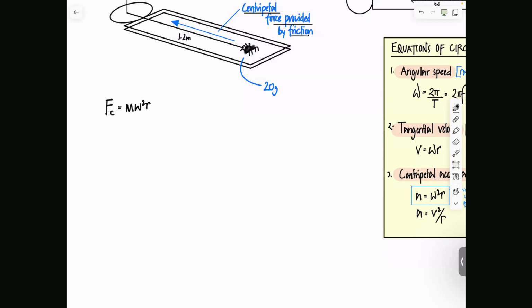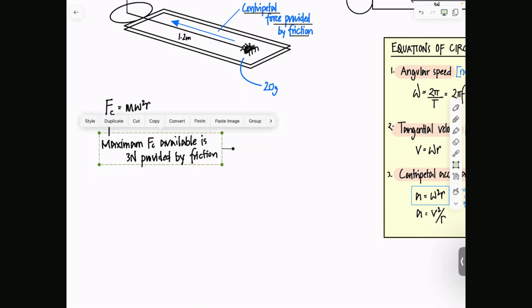And I will see what's the maximum rate that comes out from here. What will I use as the value for my centripetal force here? 3. Okay, so I'll write this down. Maximum centripetal force available is 3 Newton, provided by what? By friction, correct? So that's the piece of information that we have, that the maximum force available is that.